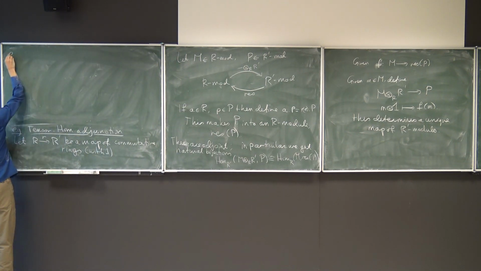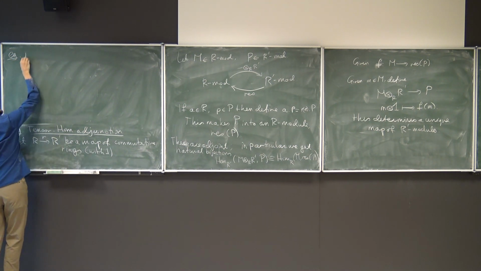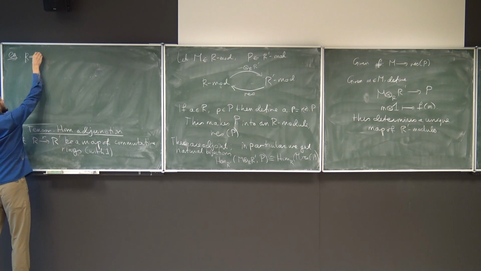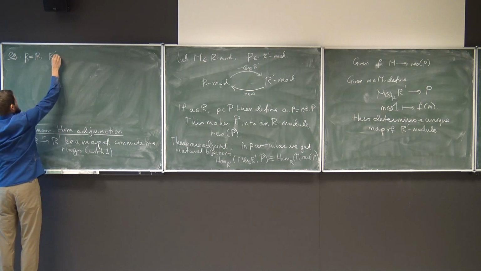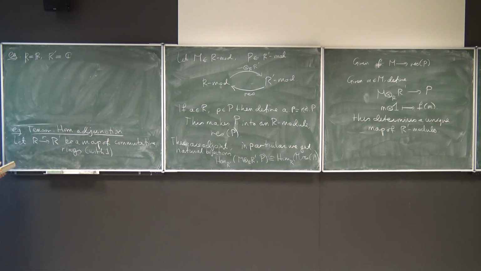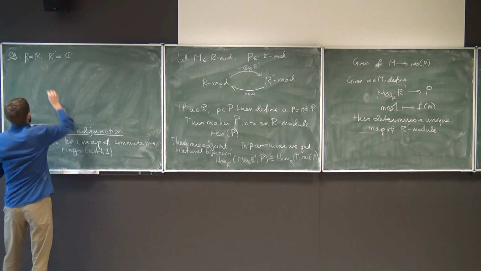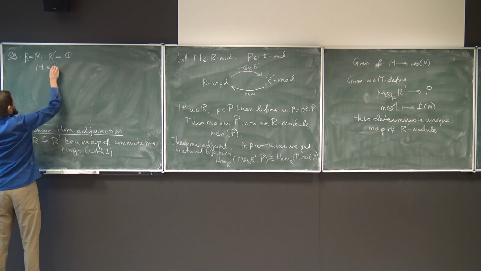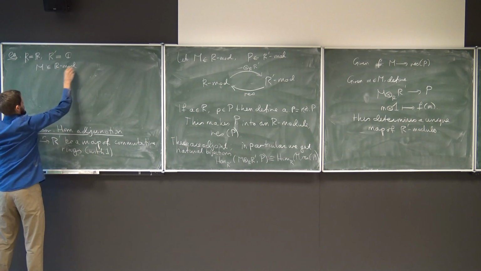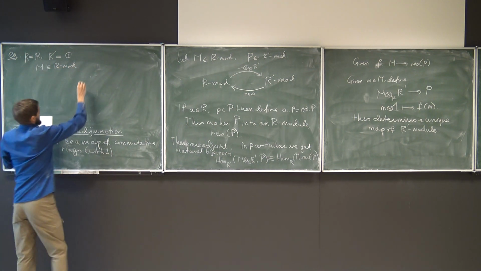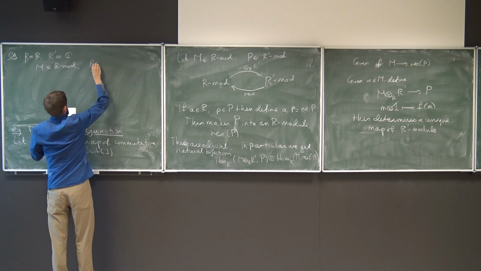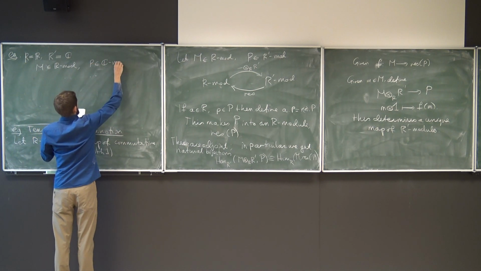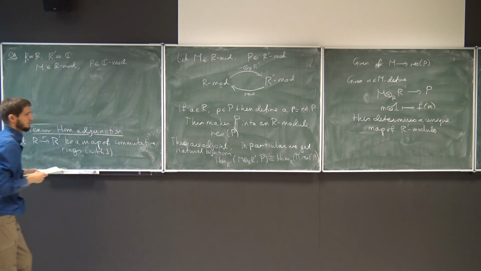So for example, I'm going to take R to be the real numbers, and I'm going to take R prime to be the complex numbers. I think you can guess what the ring map from R to C is. Now M is a real vector space and P is a complex vector space.